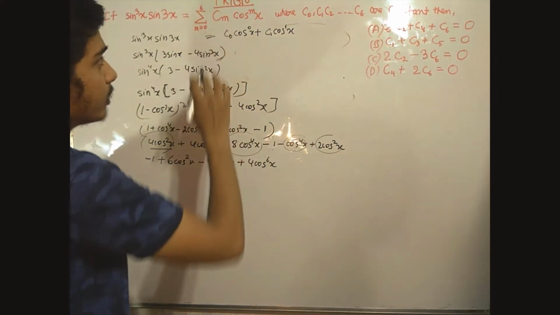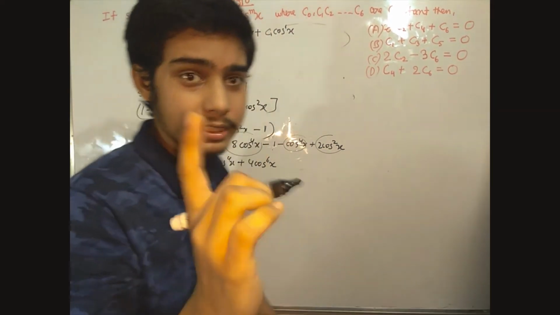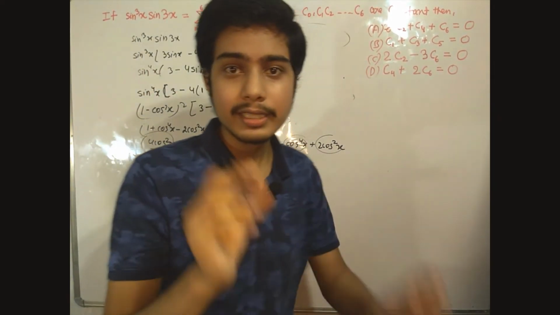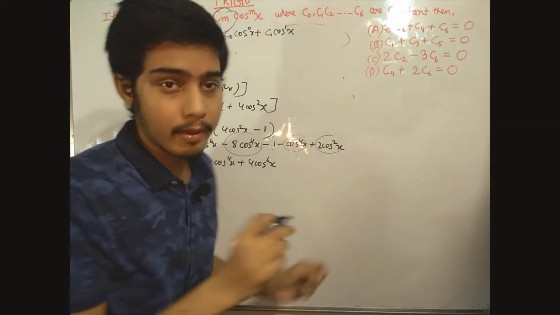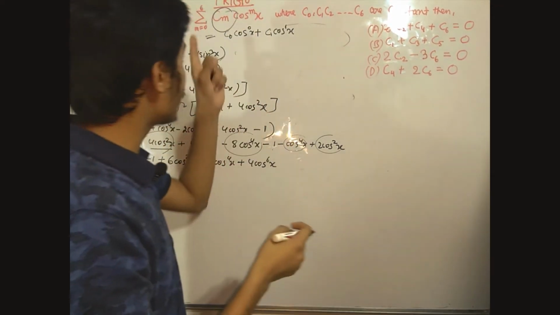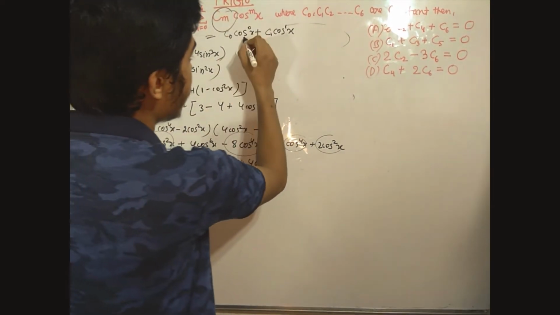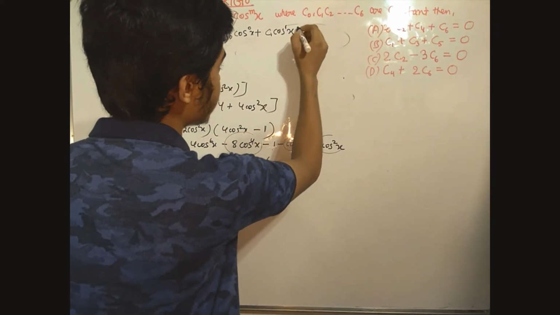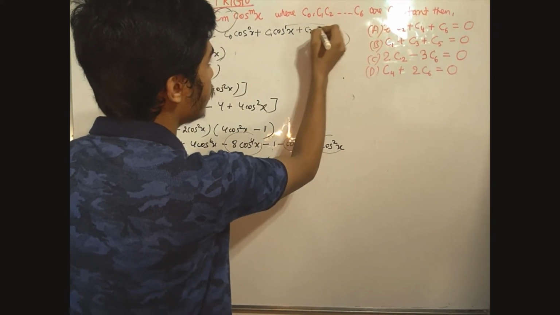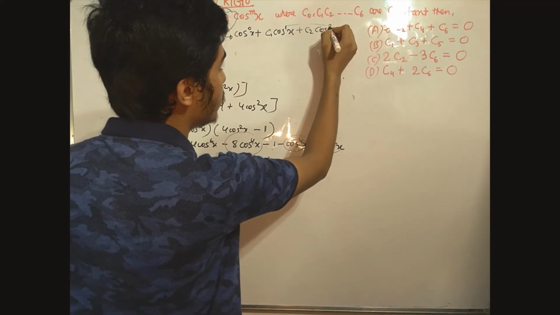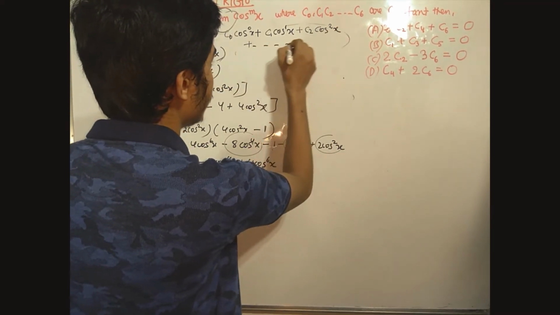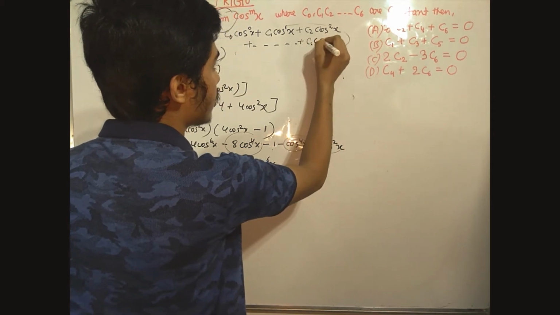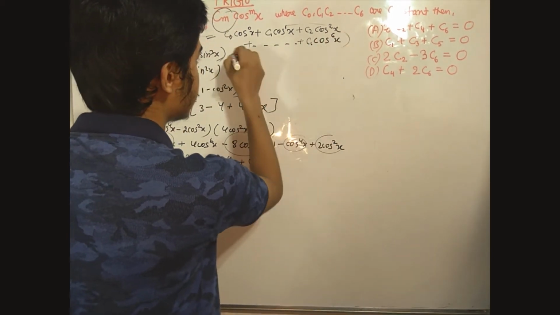And what is the C1, C2? What is the Cm here? Listen to me carefully. Cm is the coefficient of cos to the power mx. So C0 multiplied by cos to the power 0x plus C1 cos to the power 1x plus C2 cos to the power 2x. In this way, we'll write it as plus C6 cos to the power 6x.